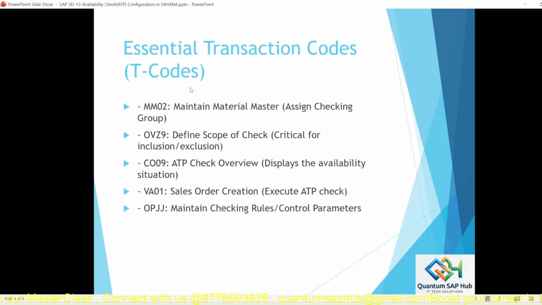Next, what are the transaction codes we will come across while doing this configuration? In MM02, in the material master, we assign the checking group. In OVZ9, we define the scope of check, whether we include or exclude something. CO09 is the ATP check overview, which displays the availability situation. In VA01, we create the sales order, and in the background it performs the ATP check. OPJJ is used when maintaining the checking rules and the control parameters.